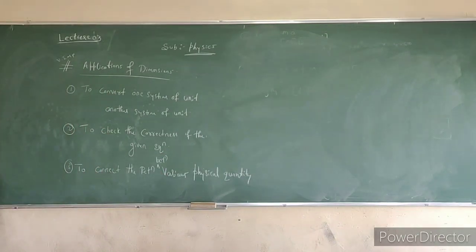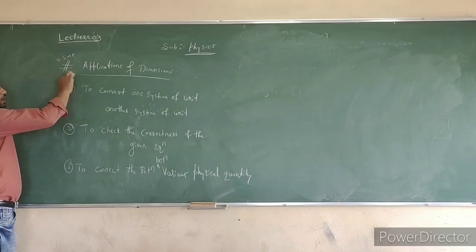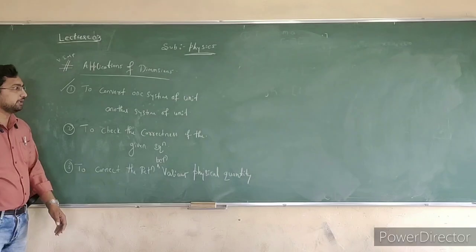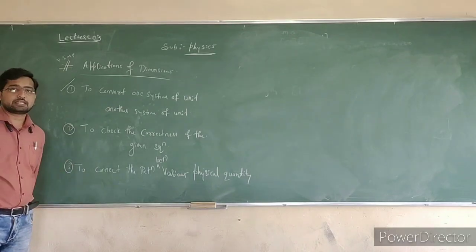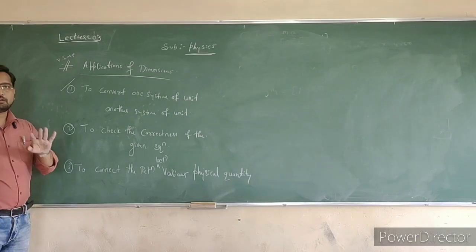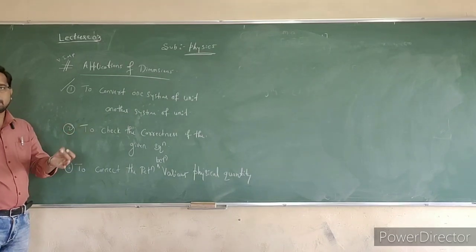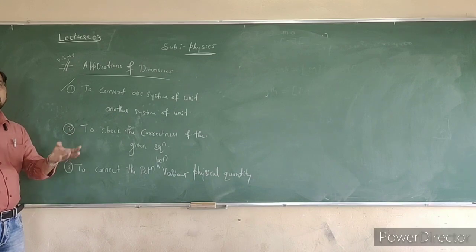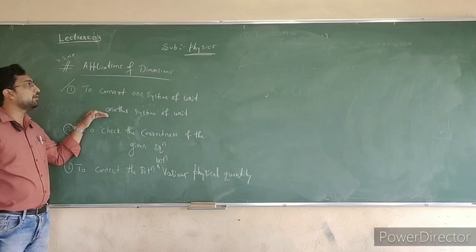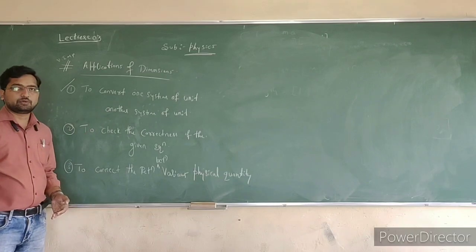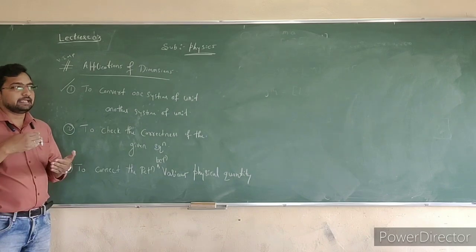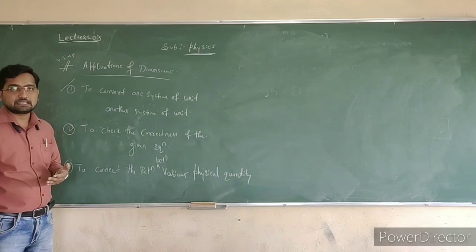So in that, first we will discuss the first application, to convert one system of unit to another system of unit. So what do we mean by this? Already we know that there are four types of system of units: the CGS system, FPS system, MKS system, and SI system. So here, with the help of this application, we are converting one system of unit to another system of unit, for example, SI system to CGS system.